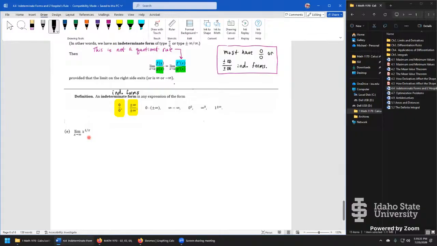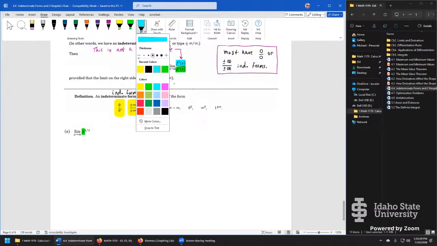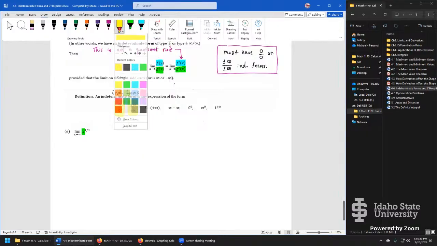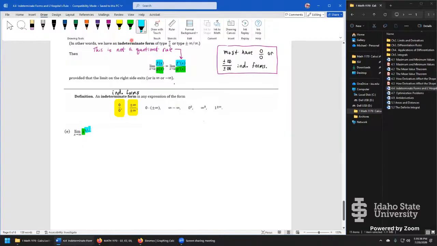If x is heading towards infinity, there's really two component functions we're looking into here. There's the base function, base x. And then there's the exponent function, 1 to the power of x. So there's our two functions. X is heading off to infinity. So let's do the preliminary analysis of what happens here.